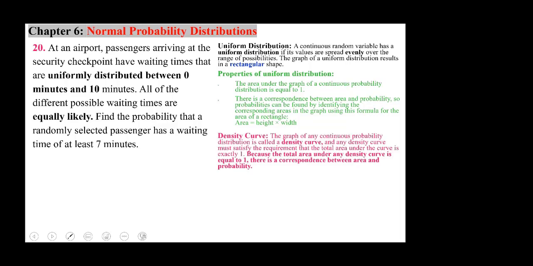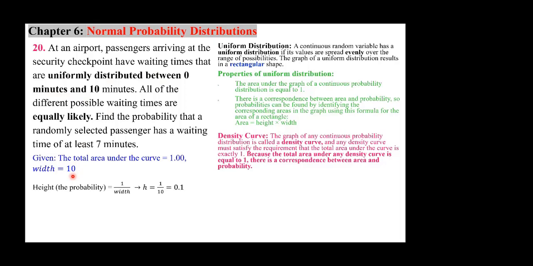The graph of any continuous probability distribution is called a density curve. And any density curve must satisfy the requirement that the total area under the curve must be 1, because there's a correspondence between that and the probability. Therefore, the total area under the curve is 1 for this example, and from 0 to 10, so the width is 10, the height must be the reciprocal of that, 1 over 10.